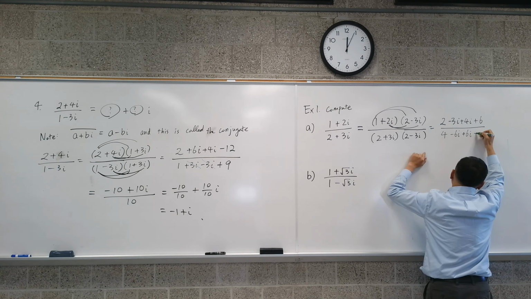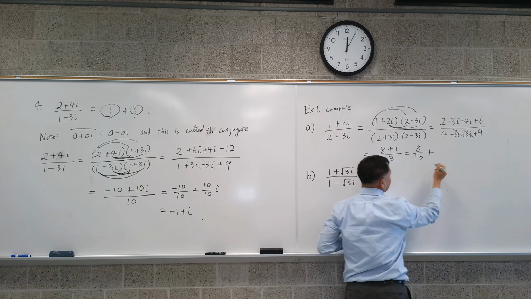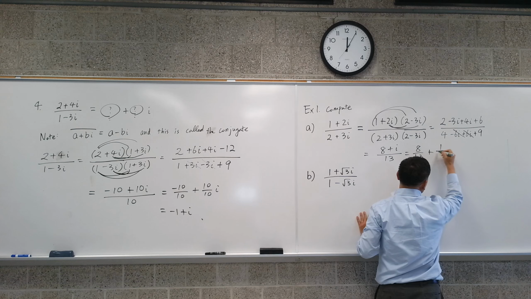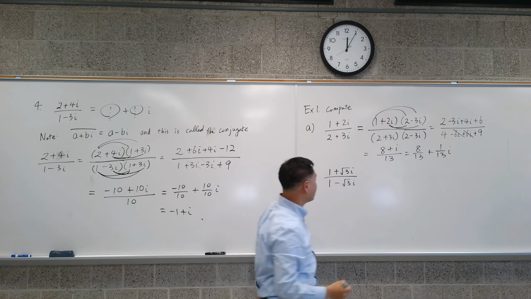Okay? And then if you gather the real parts, 2 plus 6 is 8. Negative 3i plus 4i is 1i. And then these cancel. 4 plus 9 is 13. Your goal is to write down the answer as something plus something i, so don't leave your answer like this. Split them out and say 8 over 13 plus, this is really 1 over 13 i, right? i should be thought of as 1 times i, so you have 1 over 13 i as the answer to the first one.